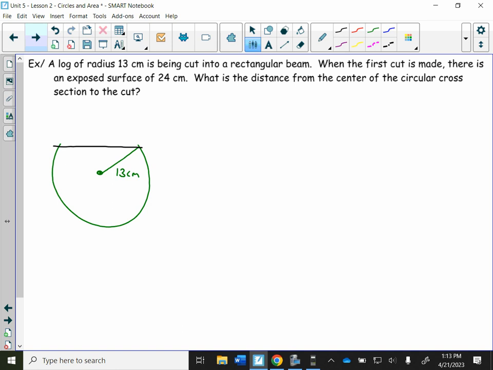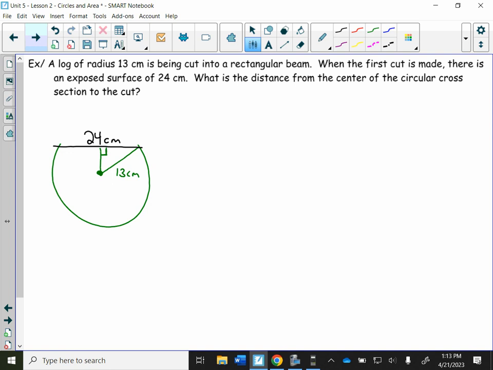We have an exposed surface of 24 centimeters. What is the distance from the center of the circle, the cross section, to the cut? In other words, what is this? Well, if I go straight up like that, pretty sure it's going to make a right angle.